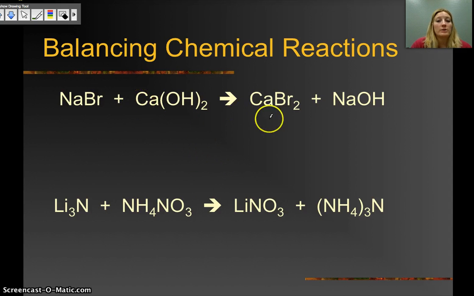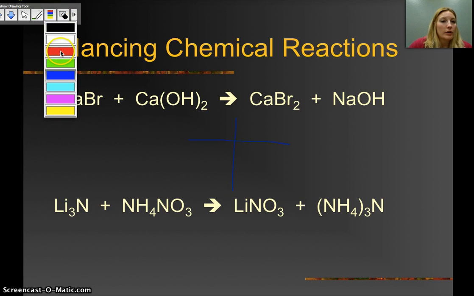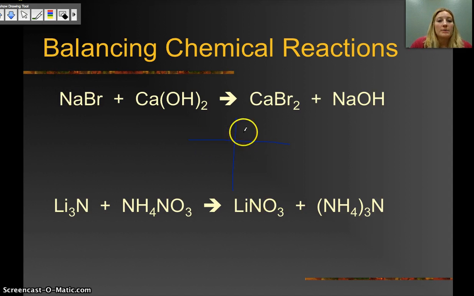So if we take a look at this reaction, NaBr plus calcium hydroxide, what I like to do is make a little table. And let me change my color because it's not very bright. I like to have reactants and I like to have my products. We have Na, we have Br, we have Ca, and we also have OH.